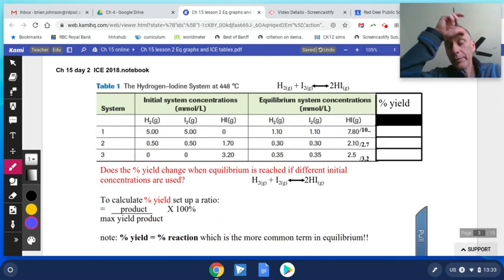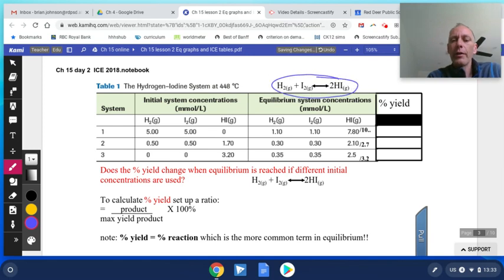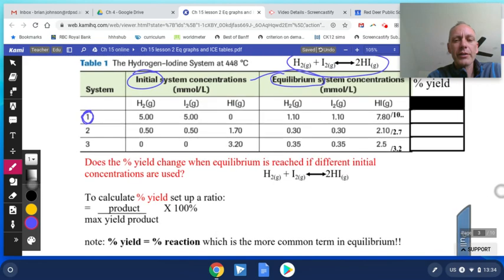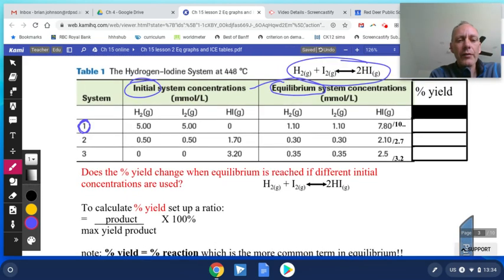Okay, now we're going to look at the same system, but instead of a graph, we are going to look at the initial and final concentrations, or initial and equilibrium concentrations, when this thing runs over time until equilibrium has been reached. And we're going to do 3 different experiments or 3 different systems. So the first time we do this, we're going to start with 5 millimoles per liter of hydrogen, 5 millimoles per liter of iodine, and no product. And we're going to let it run until equilibrium is reached. When equilibrium is reached, there's our reactants, and here's our product.